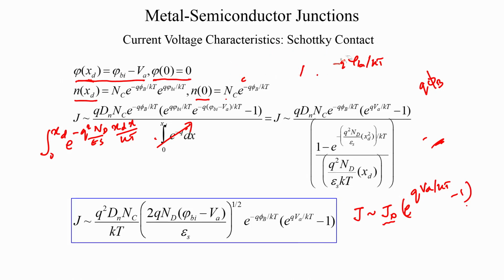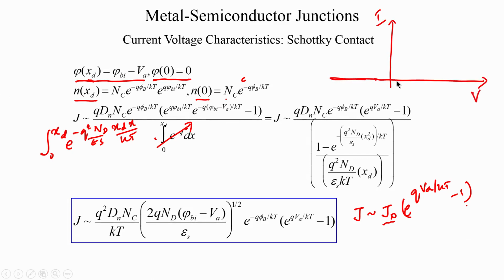If you draw the current voltage characteristics here, this is the current, that is the voltage, and at VA equal to 0, the current is 0, which makes sense because you do not want a current at VA equal to 0, because that would mean a current at thermal equilibrium. So, that is VA equal to 0. That is the thermal equilibrium point.